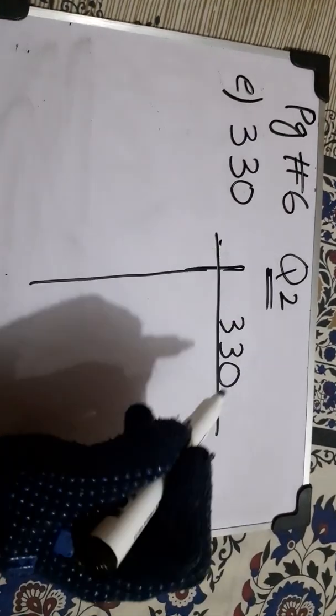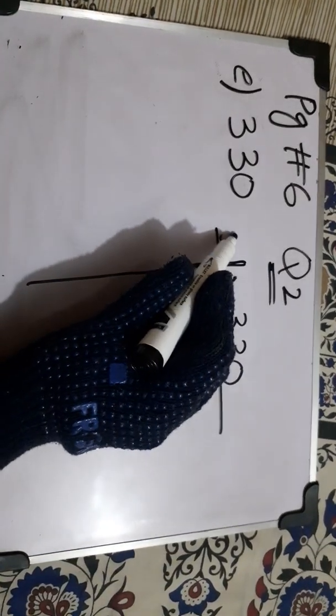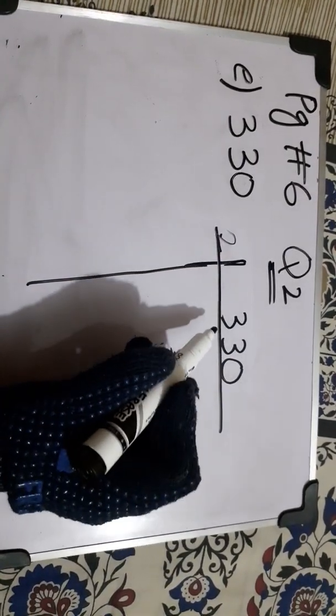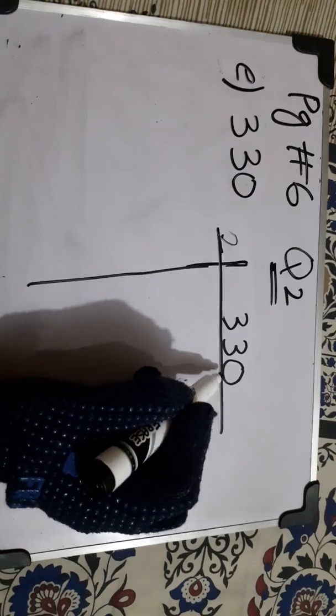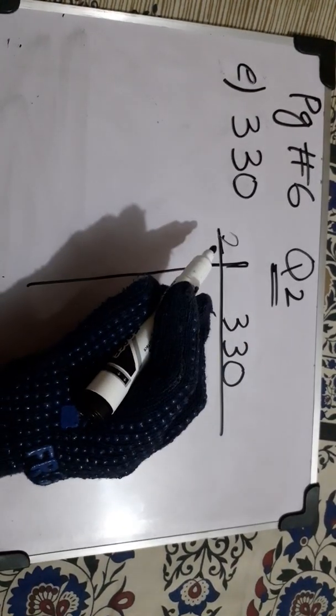Now part E we have is 330. Again 330, it's an even number, so we can divide it with 2, the table of 2. Because the last number is even, the whole number is even, so we can divide it with 2.